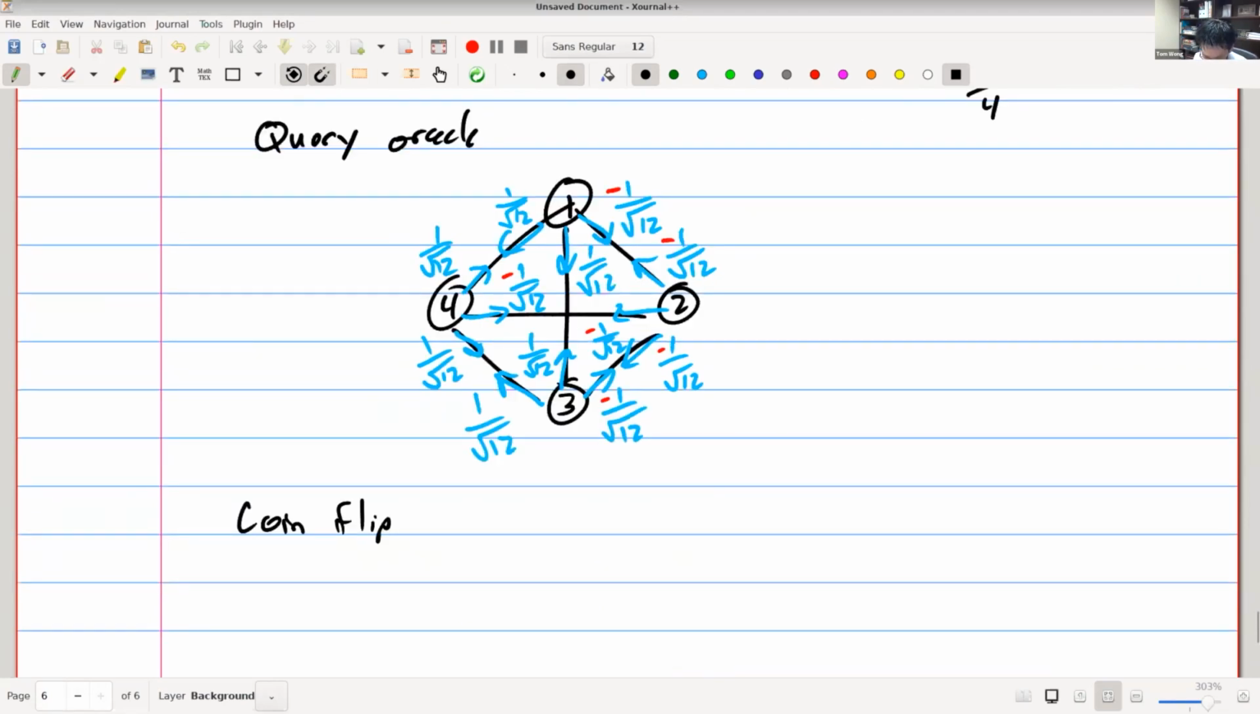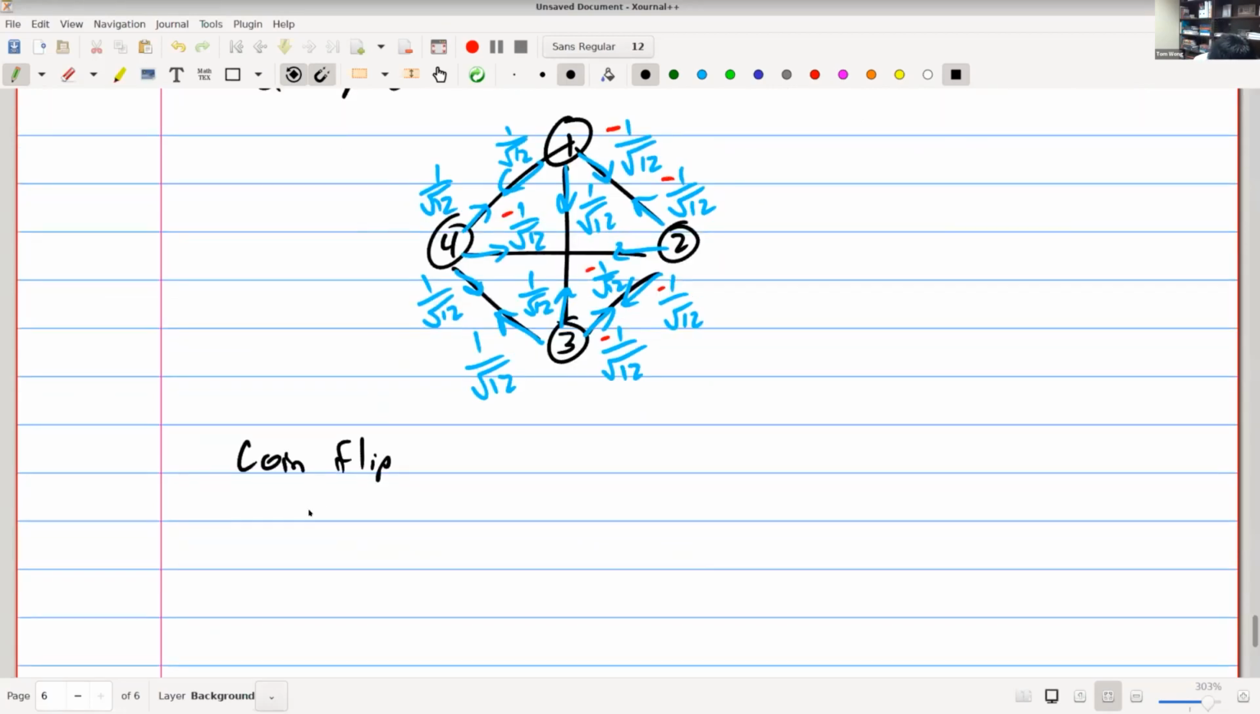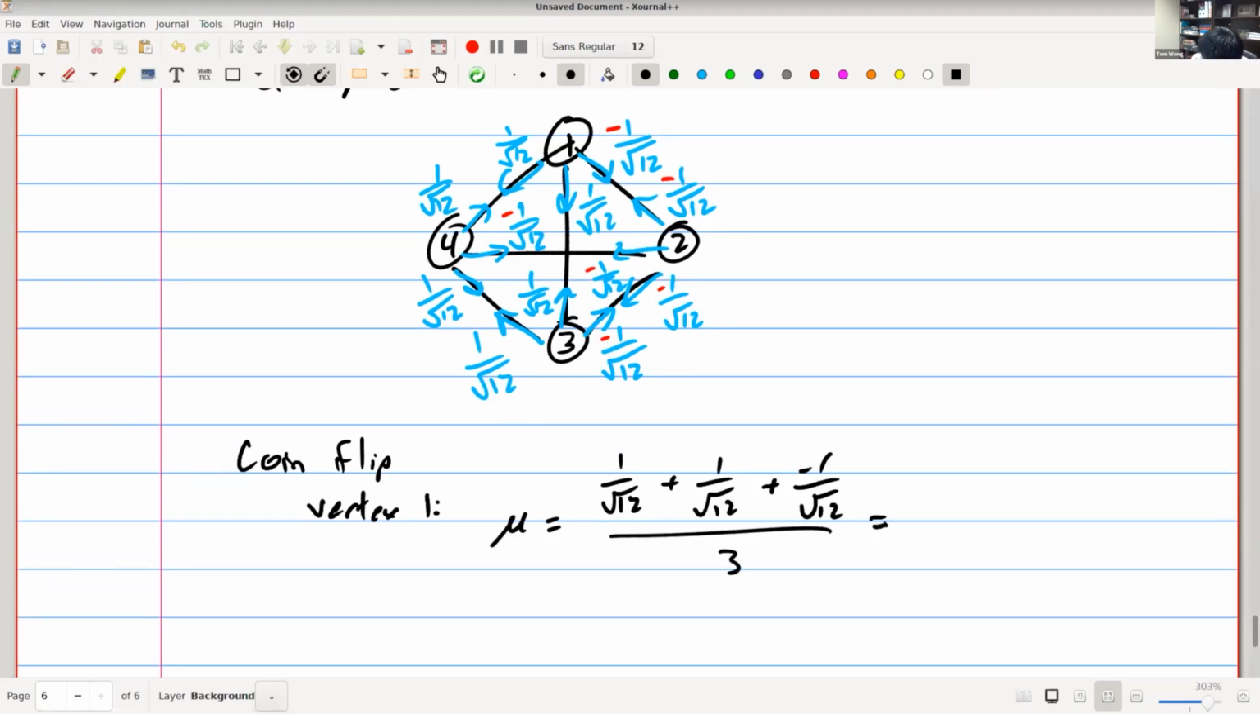Okay, so now the coin flip is more interesting. So let's look at vertex 1. Its amplitudes are -1 over root 12, 1 over root 12, and 1 over root 12. The average of those, which I'll call mu, is literally the mean. So if I add up all of those amplitudes and divide by 3, those cancel, so it's 1 over 3 root 12. So that's the average of these 3 amplitudes.